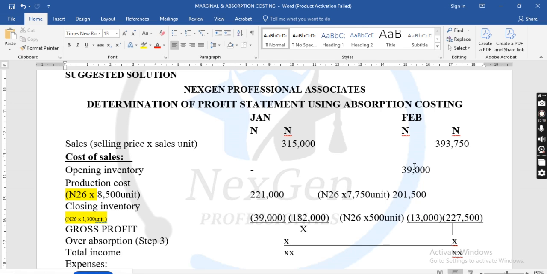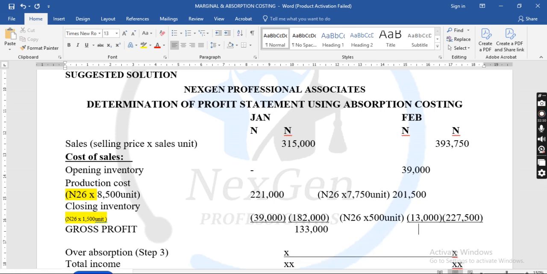For January, 133,000. Right? 133,000. Now for February, 166,250. You can see the difference.